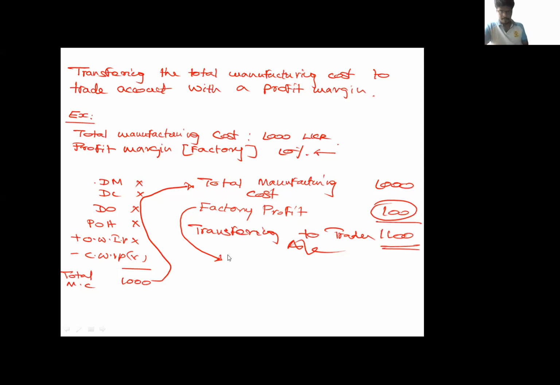Keep in mind, this one should identify in other income. Under other income, in the income statement, okay, under the other income, we should record this factory profit.